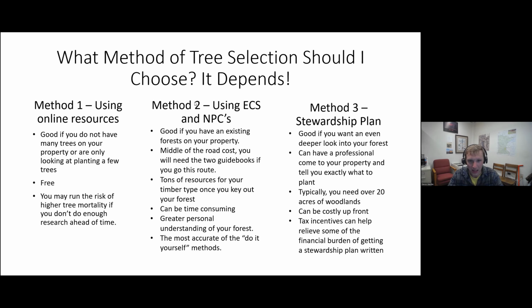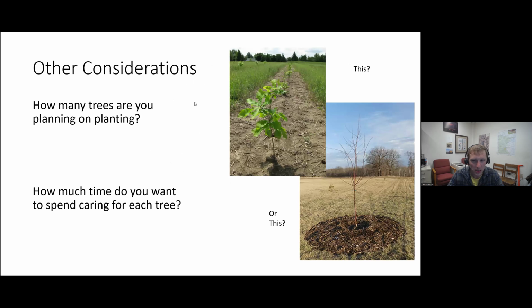So a lot more of a time investment, but you get a great understanding of your property. And then stewardship plan, or just having a forester come out. Method 3, just talking to somebody, getting somebody on your property, another set of eyes, is always a good idea. I mean, if you can't figure it out yourself, talk to somebody who does it for a living.